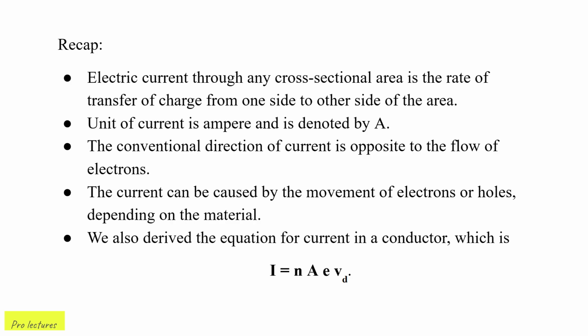To recap, electric current through any cross-sectional area is the rate of transfer of charge from one side to the other side of the area. Unit of current is ampere and is denoted by A. The conventional direction of current is opposite to the flow of electrons. The current can be caused by the movement of electrons or holes depending on the material. We also derived the equation for current, which is I equals nAeVd, where the current is directly proportional to the drift velocity of the electrons, which is influenced by the applied electric field.